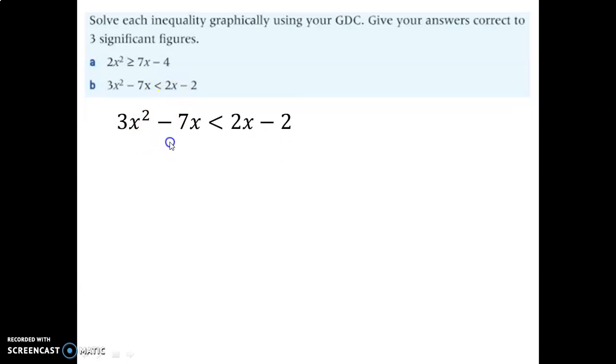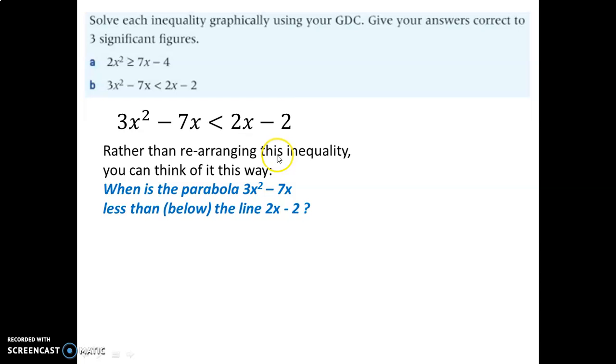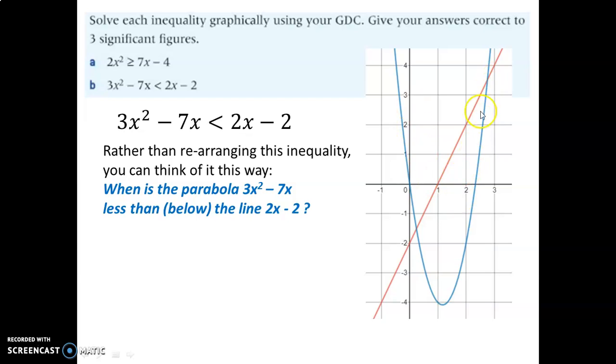So this one, rather than rearranging this inequality, think of it this way. When is this parabola, this one here, less than, or below, the line 2x minus 2? So when is this parabola below this line? How about graphing them both on one? Graph them together and see what they look like, and find the intercepts between the two actually. So you're going to graph this parabola, and for your y2 you're going to enter this line, graph them together, and then find where they intersect. Okay, this is what your graph should look like.